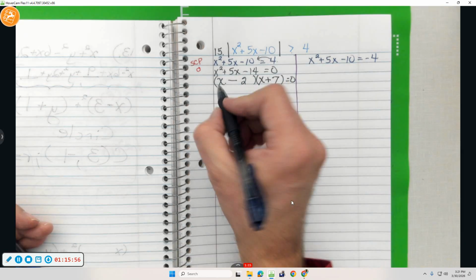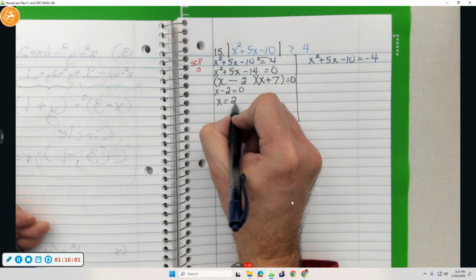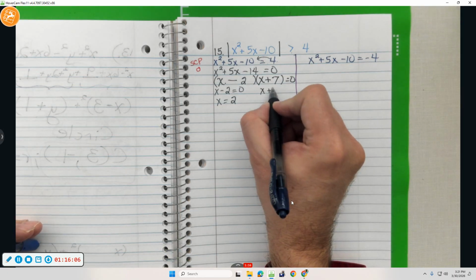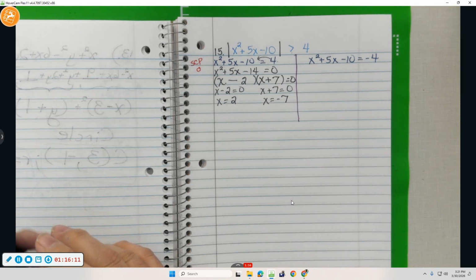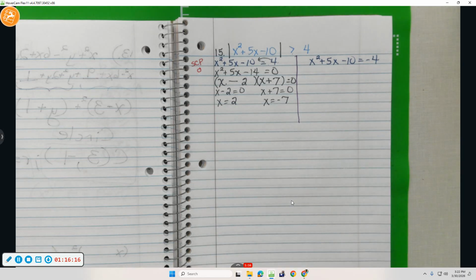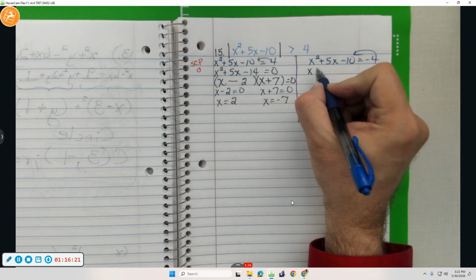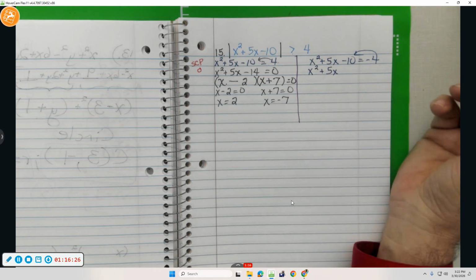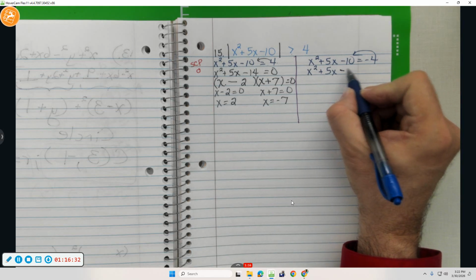Then set each one of these to 0. My first cut point is positive 2. What's my other cut point? Negative 7. Now I'll come over here and do the same thing. I'll move the 4 over by adding 4. So I have x squared plus 5x, adding 4, negative 10 plus 4. What am I going to have up right here? Negative 6.